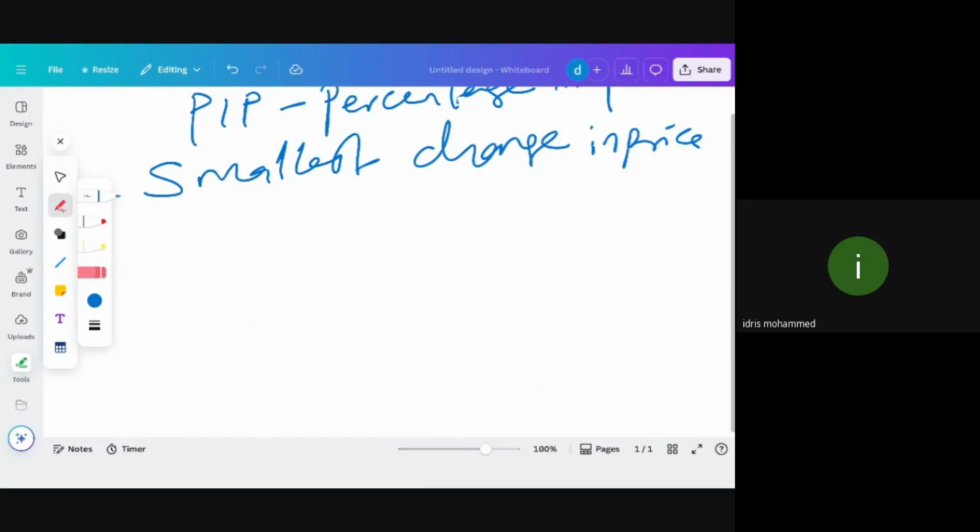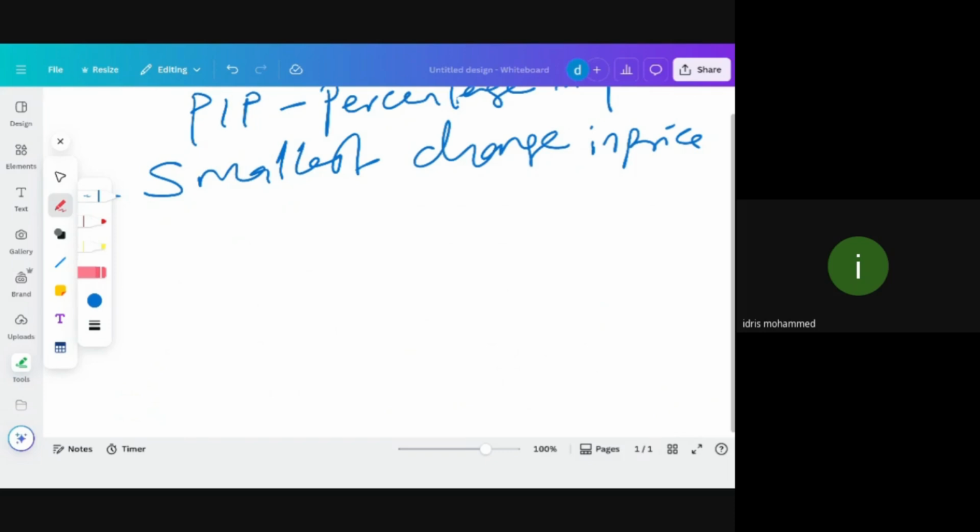So a pip is always the fourth decimal number for most pairs. For most pairs, it is the fourth decimal number. What do you say? The fourth. Yes. The fourth decimal number is always the pip.